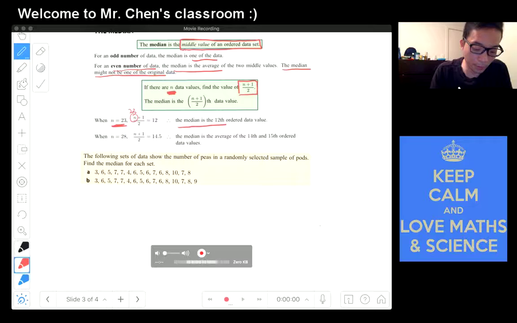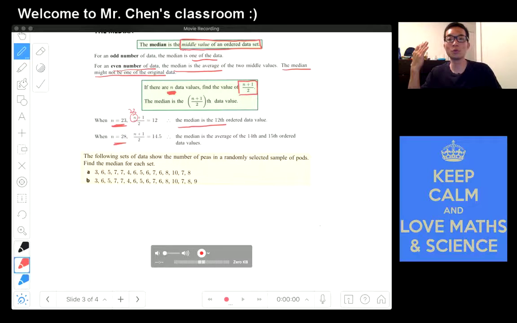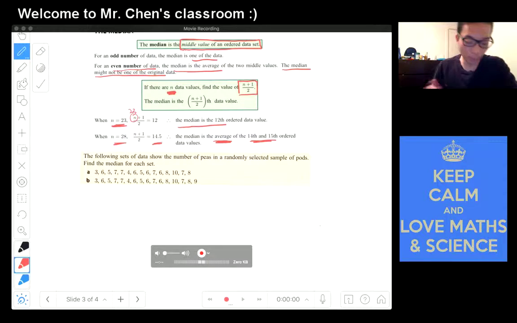However, if you're measuring height for 28 students, which is an even number, you still plus 1 and then divide by 2, which will give you 14.5. What that means is the median is sitting between 14 and 15. So you have to average it out. You add the two numbers and then divide by 2, and then you will get the median that you need.